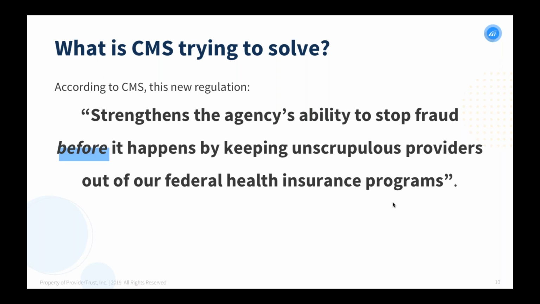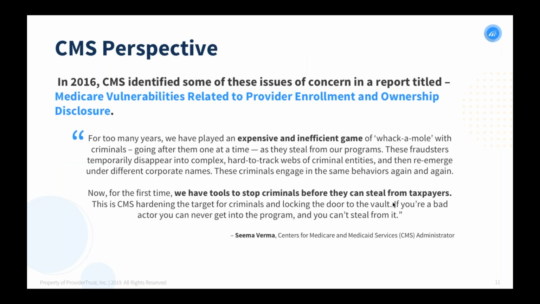I think we would all agree that at any point in time, whether it's CMS, the Department of Justice, the OIG, all of the governing bodies are certainly trying to assist us in preventing fraud before it happens. So let's look at their perspective from several years ago. Back in 2016, there was a report entitled The Medicare Vulnerabilities Related to Provider Enrollment and Ownership Disclosure.